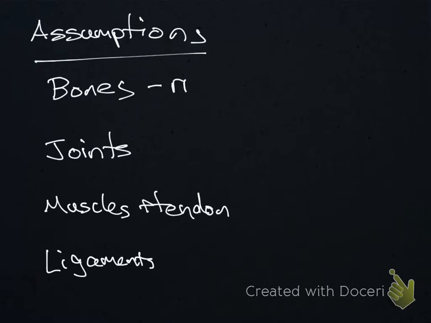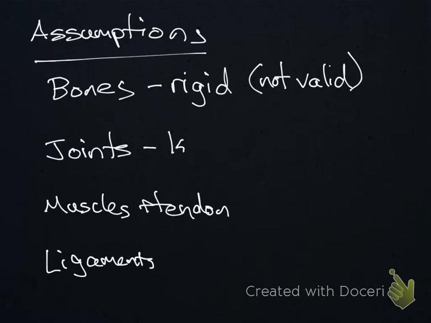Bones. We're going to assume that bones are rigid. That's not valid structurally, but it's an assumption we're going to make for this analysis. We'll see when we talk about bone mechanics that bones actually bend and deflect.